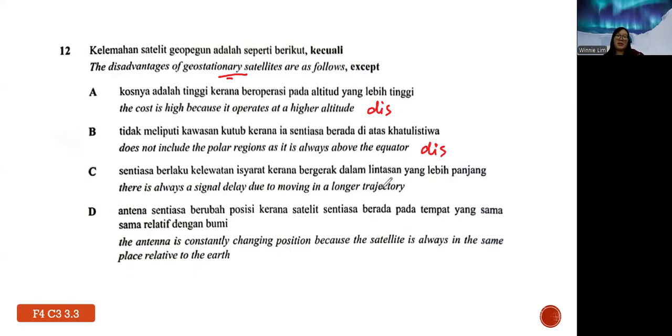There is always a signal delay due to moving a longer trajectory, also a disadvantage. The antenna is constantly changing position. Generally, a geostationary satellite will always be at the same position. So that means this idea is wrong already. It's not a disadvantage, and it's not a correct statement. So that's why the answer is D.